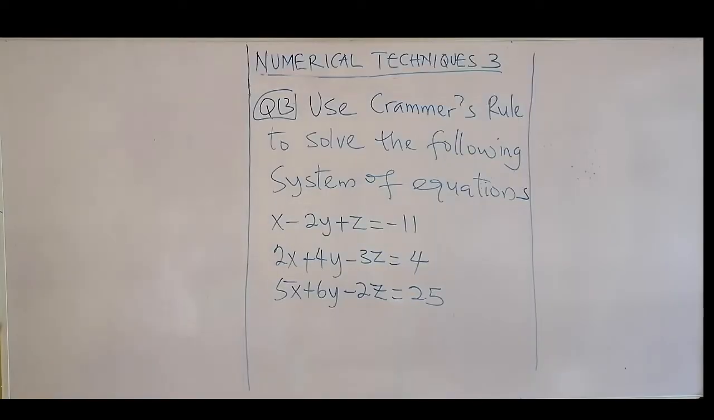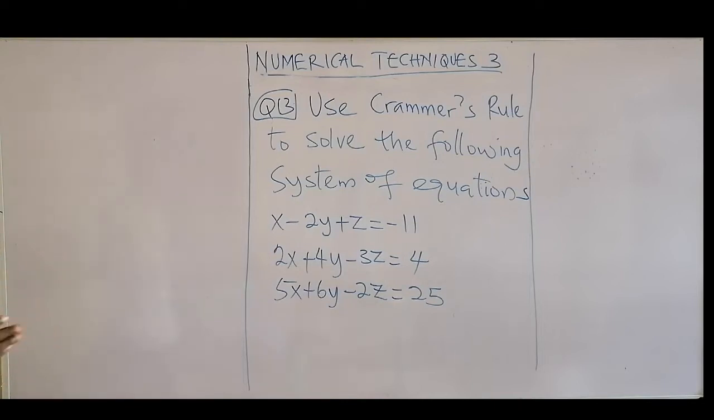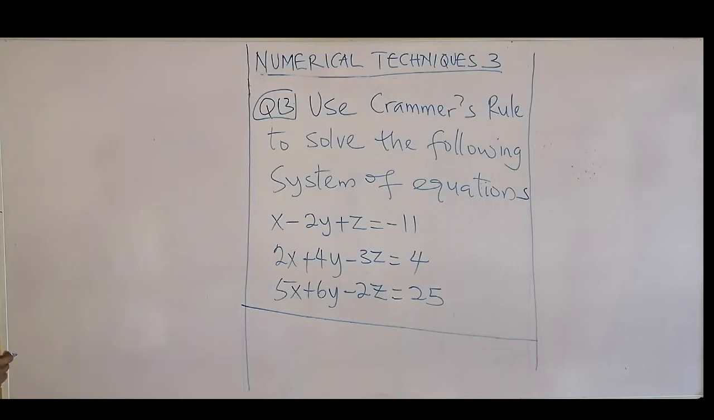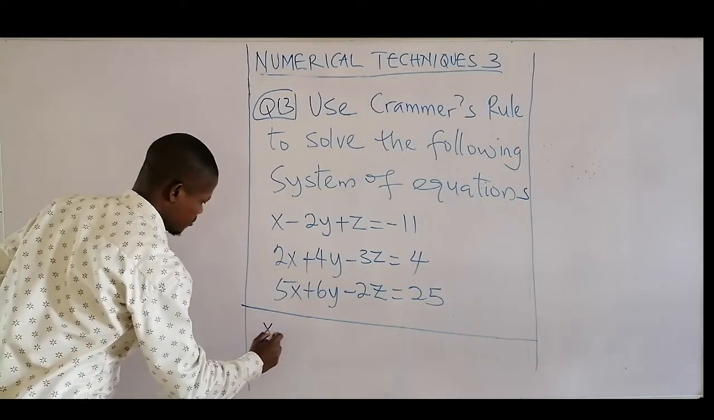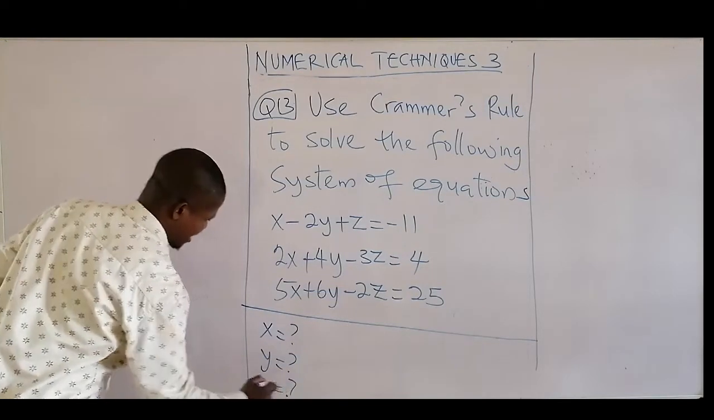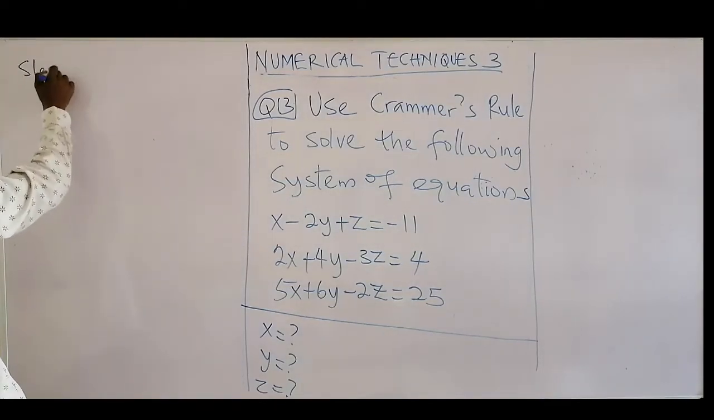Question 13. Use Cramer's rule to solve the following system of equations. And we have those equations. That implies that if you want to solve these, this will be a 3 by 3 matrix. We need to find x, we need to find y, and then we need to find z. These are the steps to be taken.